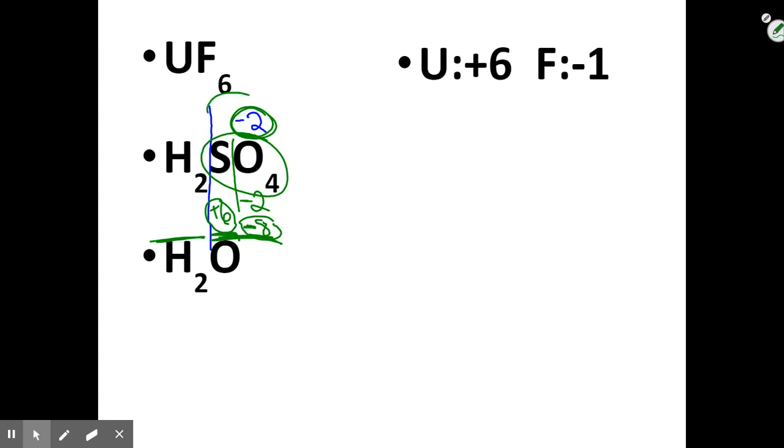Now, if this whole side is -2, that means the hydrogen side has to total up to +2. We have 2 hydrogens, so +2 divided by 2 tells me that each hydrogen is +1. And we know that hydrogens are usually supposed to be +1, so we could have worked this a little bit differently to determine that. So my answers are hydrogen is +1, sulfur is +6, and each oxygen is -2.